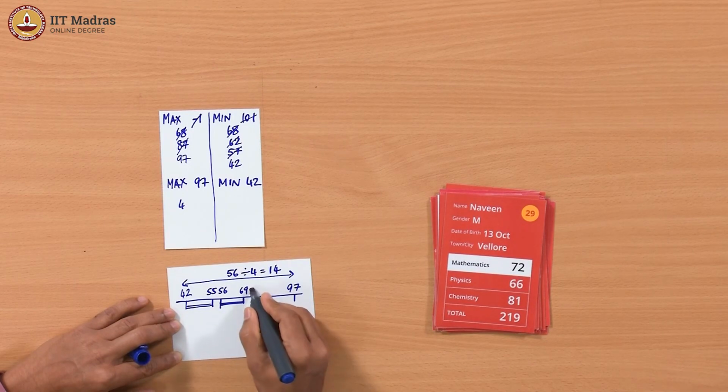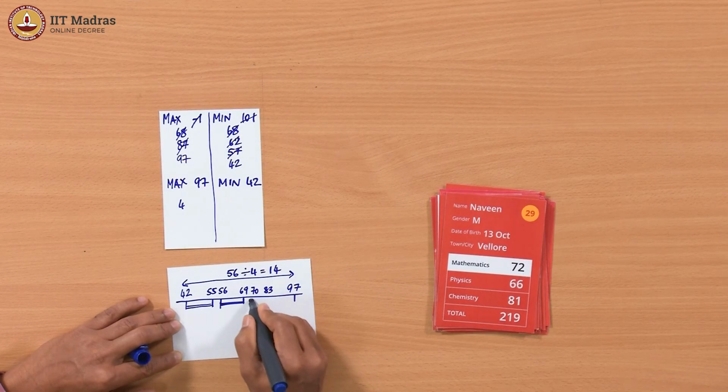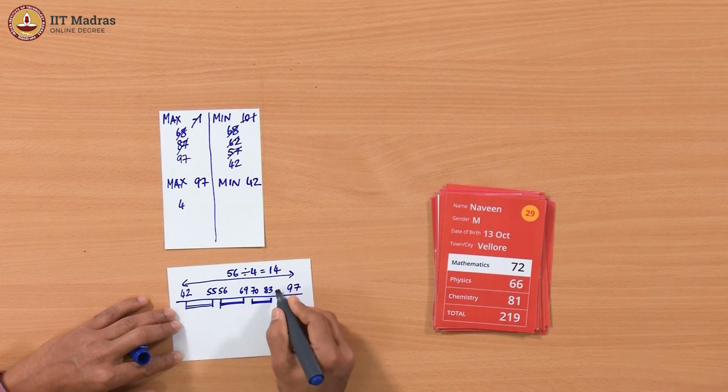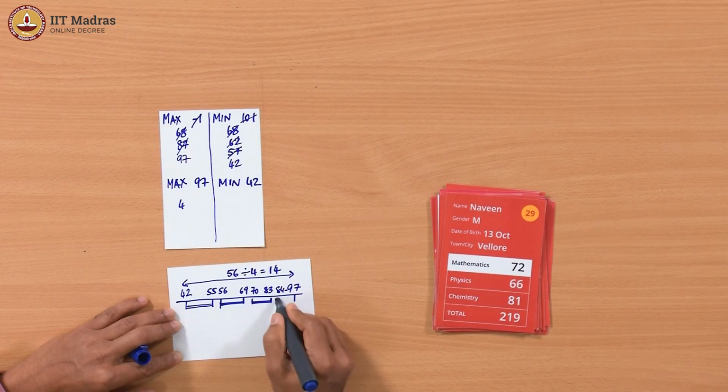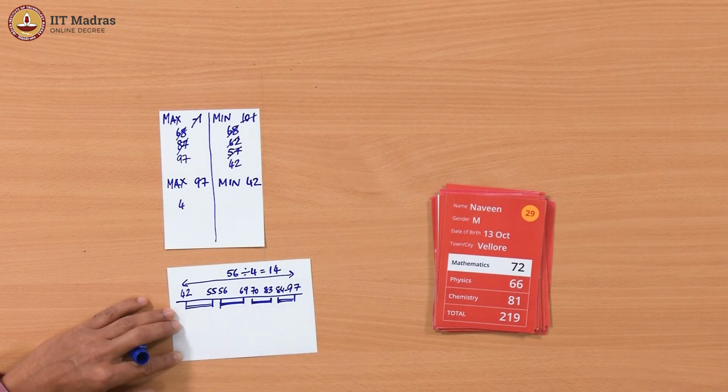Then we have 70 to 84 minus 1, 83. This will be our third band. And finally 84 to 97 will be our fourth band. Now A has to be the best, right? So 84 to 97 is A. B will be 70 to 83. C will be 56 to 69. And D will be 42 to 55.